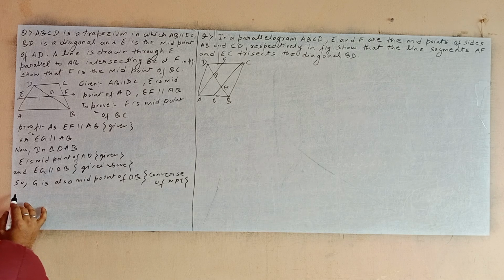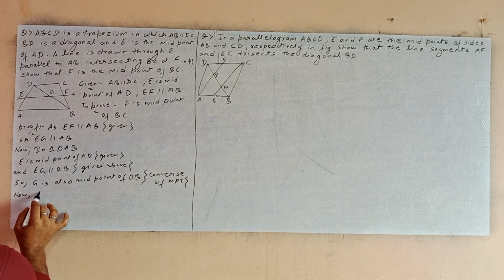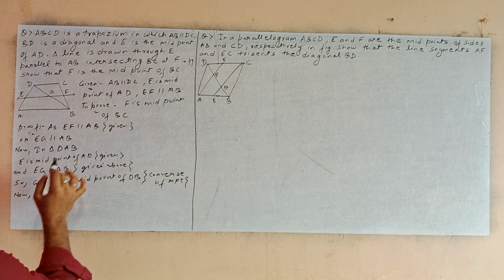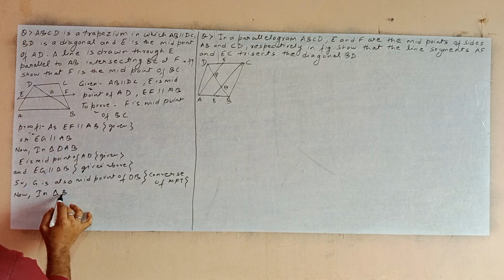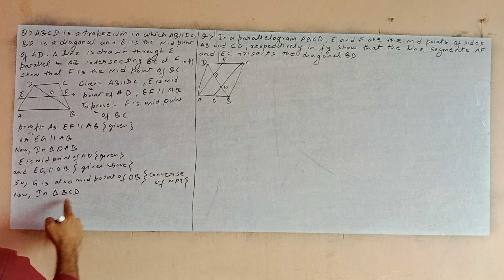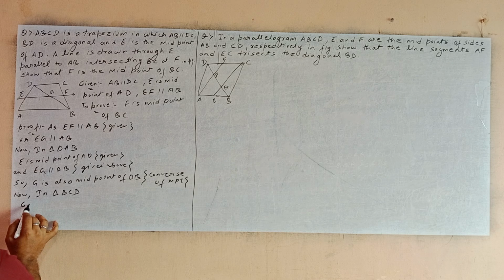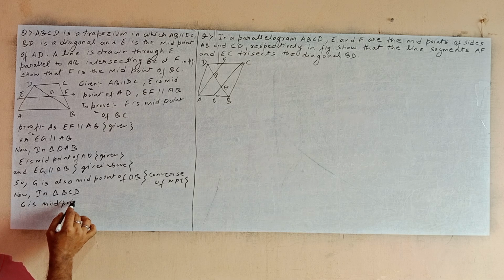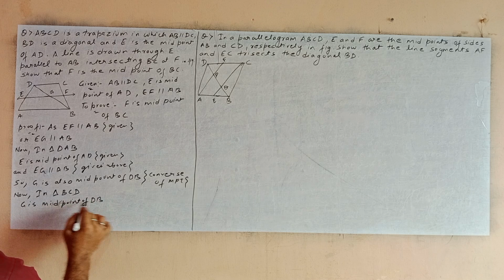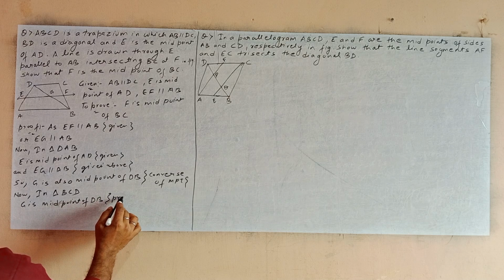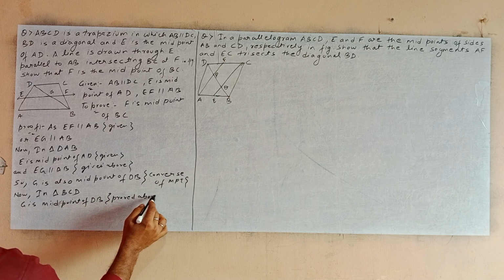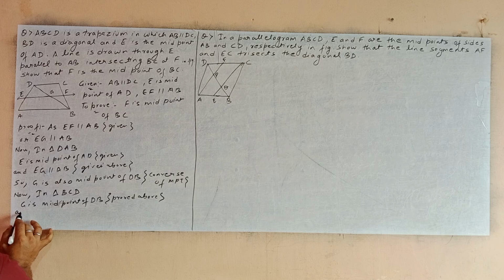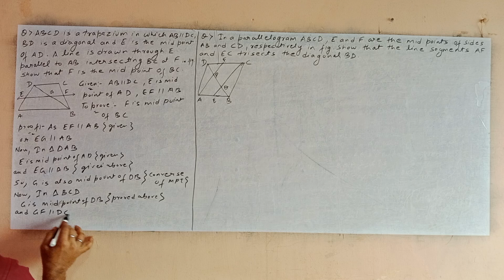Okay. Now in triangle BCD, G is the midpoint of DB, proved above. And GF is parallel to DC.